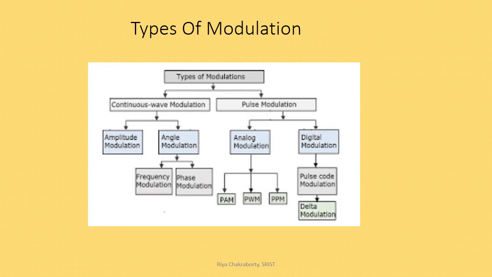In analog modulation, there are PAM, PWM and PPM: pulse amplitude modulation, pulse width modulation and pulse position modulation. And in digital modulation, there are PCM, pulse code modulation, and delta modulation. So, there are basically two parts, one analog modulation system and another digital modulation system.